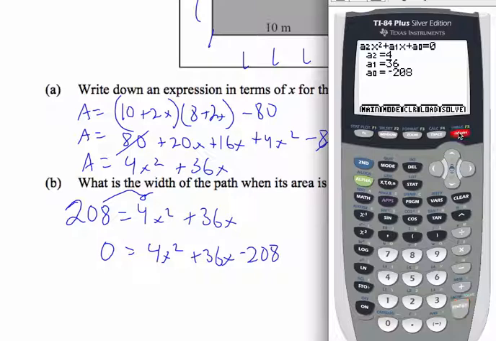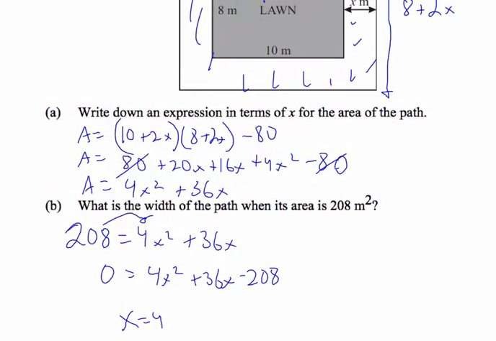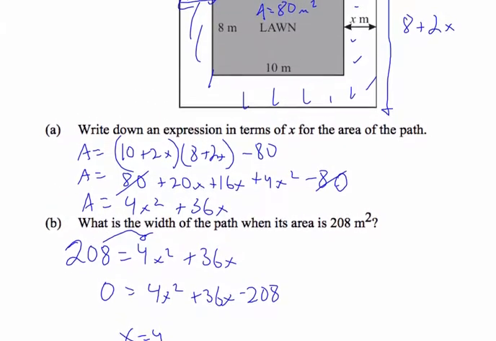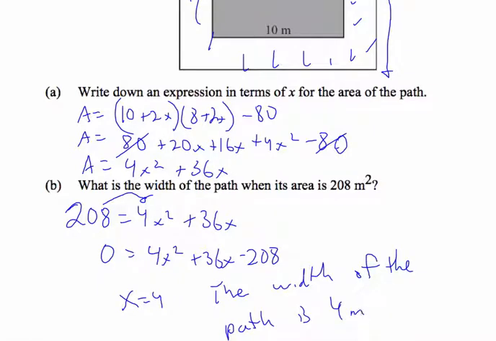And solve. And I get negative 13 and 4, but of course we're talking about a length, so it has to be the positive number. So x equals 4 is the value of x. And okay, that's the answer. That's the width of the path. So the width of the path is 4 meters. Okay, one more example.